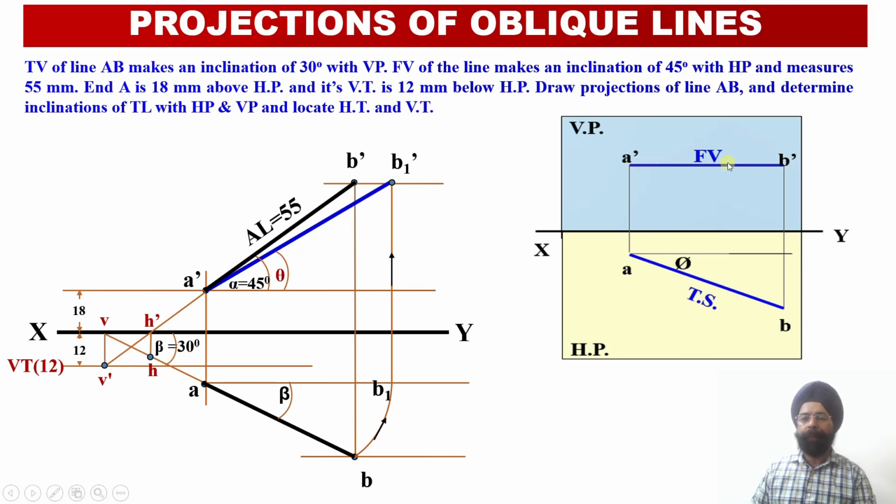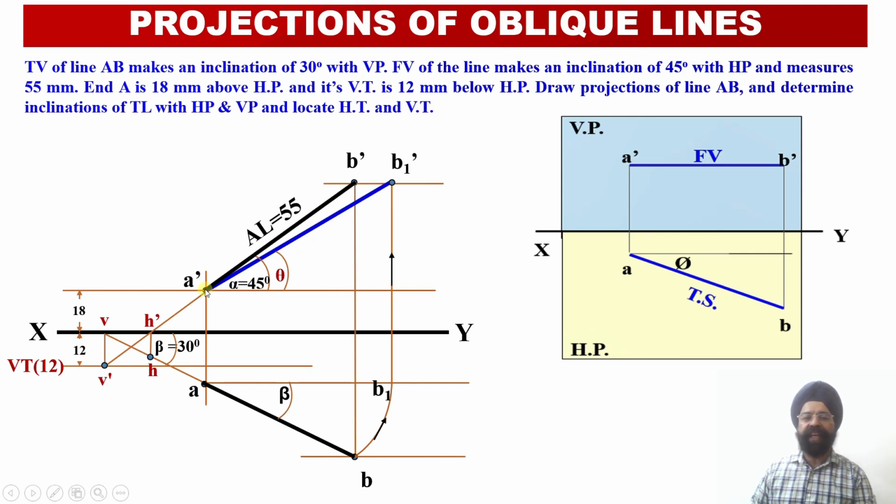So this is my apparent length in elevation. This should be parallel to the horizontal plane. But here I have got the apparent length in elevation inclined to the horizontal plane at an angle of 45 degrees, A dash, B dash. Now I have got a horizontal locus line through the point A dash over here.